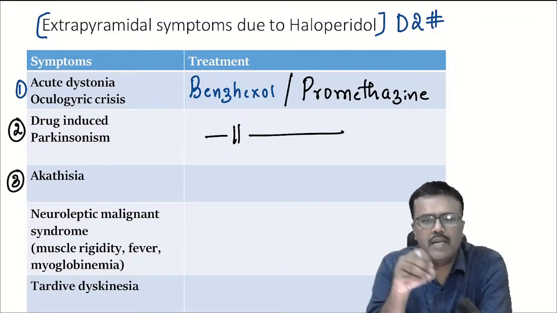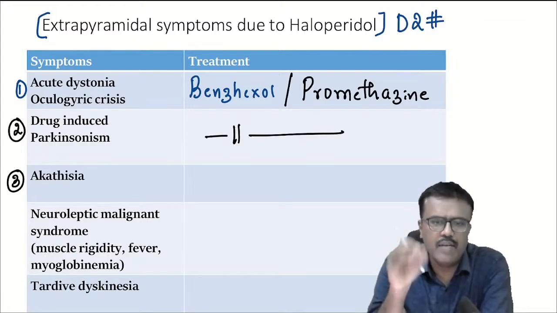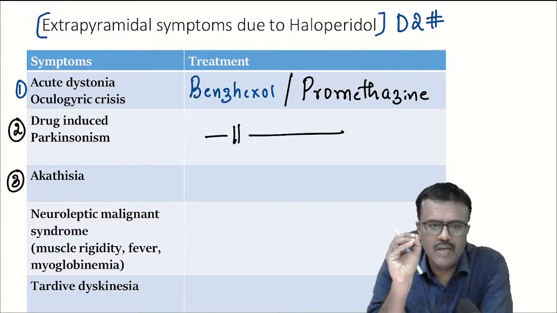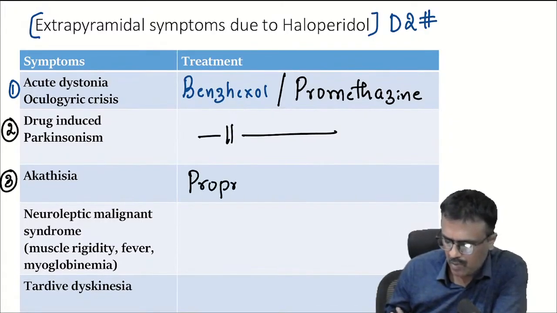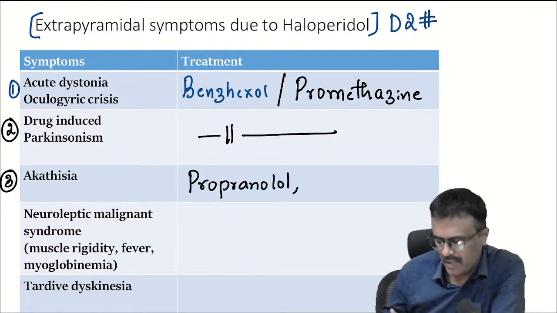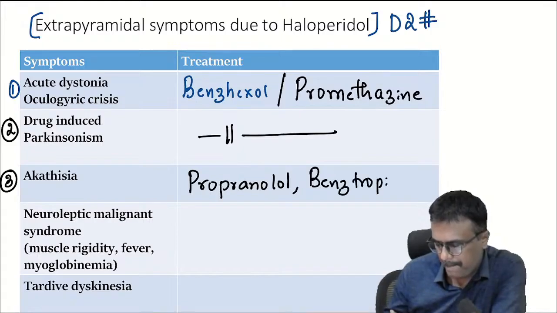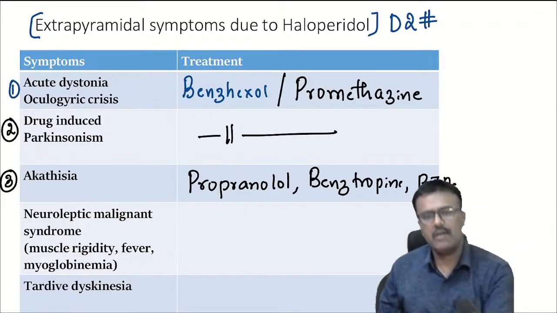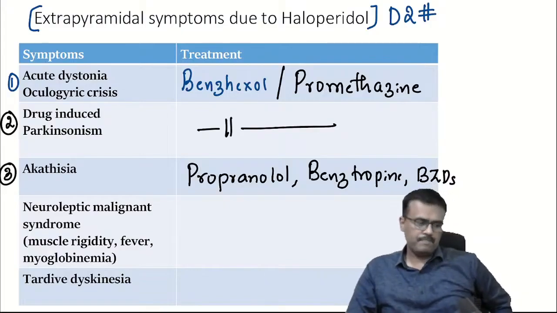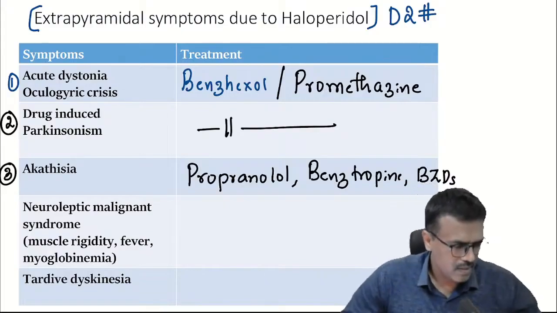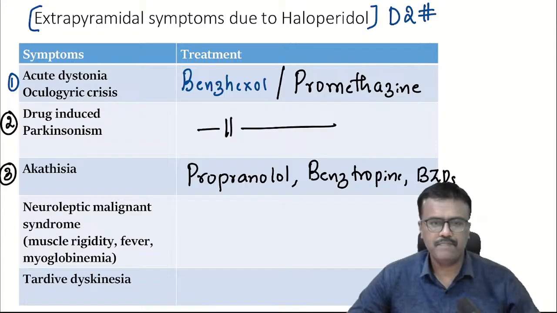Akathisia means the patient cannot sit in one place, he keeps on moving. So the drug we use is a beta blocker by the name propranolol, or you can use benztropine or a benzodiazepine. So these are the three options we have, but the first choice will be propranolol.